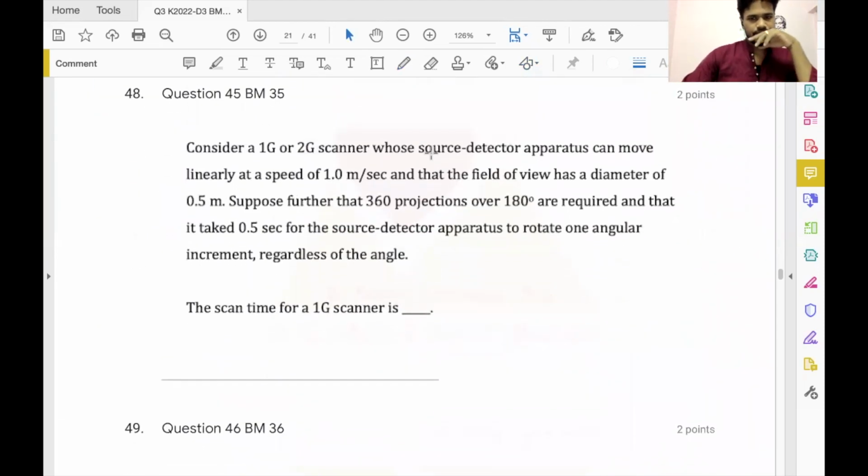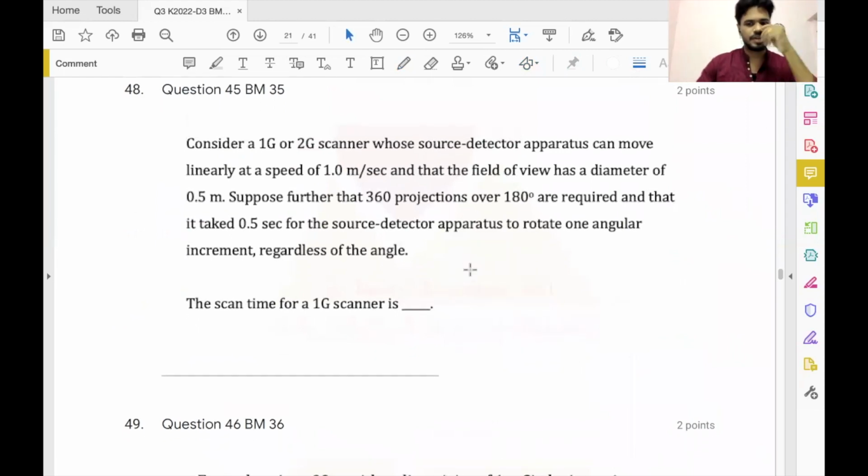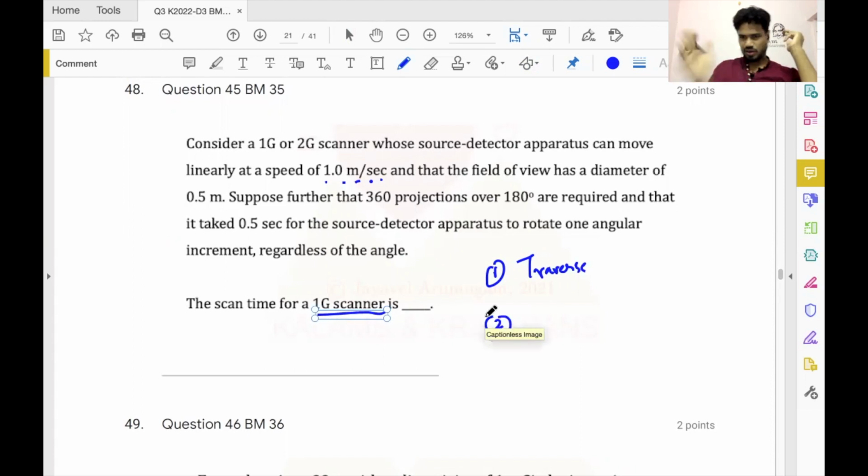And this problem, okay, the CT problem, is one of the problems we have done in class. So this involves 2 types of motion, right? This is for a first-generation scanner, so things are much simpler. It goes with a speed of 1 meter per second. So it has to do 2 things. One is linear traversal. Second is to rotate after traversing, right?